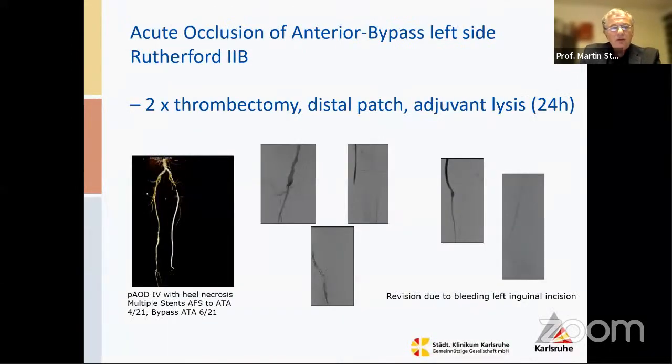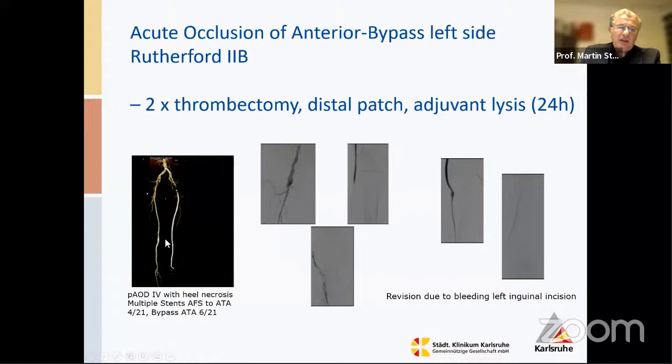But also I would like to show you some other cases. This is a very long anterior bypass. This patient has been treated in other hospitals with many, many stents. From the AFS down to the ATA, there was a lot of the original vessel occluded, a lot of stents, and he has a bypass. So the question is, do we do this by endovascular means, or should we do a quick thrombectomy of the bypass? The bypass needed a patch in the distal end, and the foot was treated by adjuvant lysis.